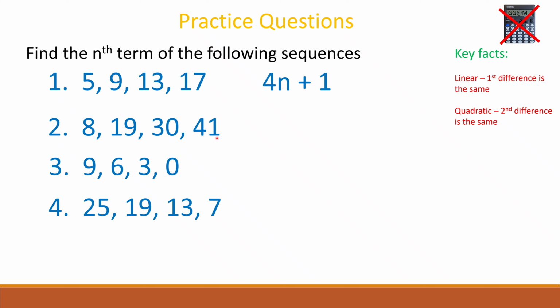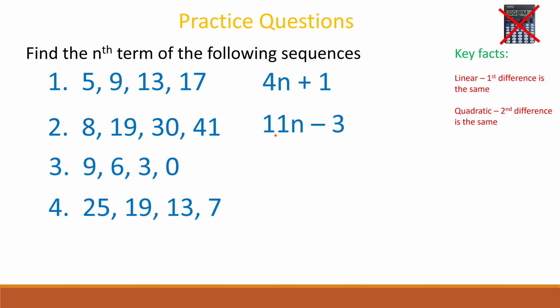The next sequence here, you need to work out the difference between each of the terms going along. So if you're unsure of what the difference is between 19 and 8, if you do 19 take away 8, that gives you 11. 30 take away 19 is also 11, and 41 take away 30 is also 11. So that means we have got 11n at the front. Now to get from 11 to 8, this time we've got to subtract. So 11 take away 8 is 3, so our sequence is 11n take away 3.